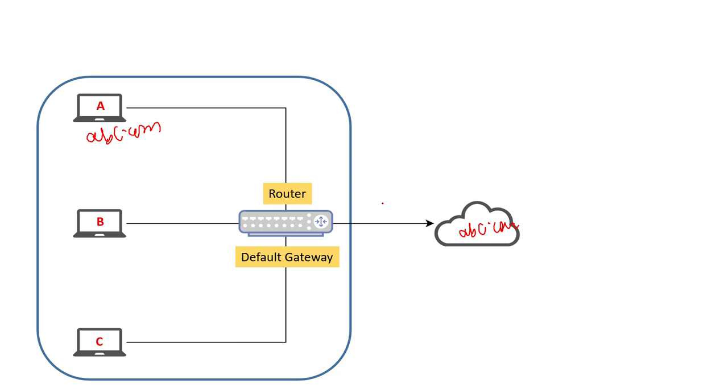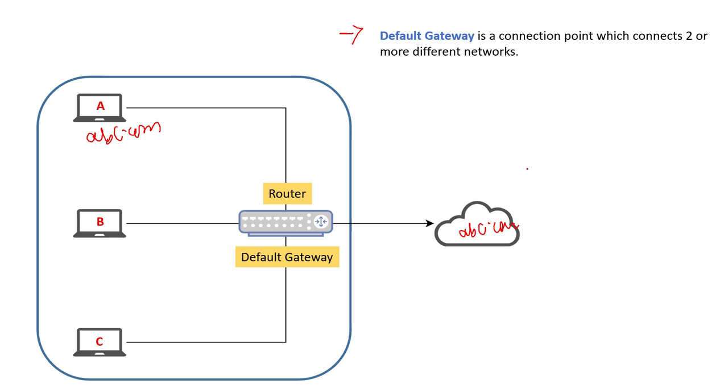Why will it have to go through the default gateway? Because the default gateway is the connection point between networks. So the default gateway is a connection point which connects two or more different networks. It can be, because the internet is also a network, a huge network. Whenever we visit a website, we always go through our default gateway, and the default gateway is a router.